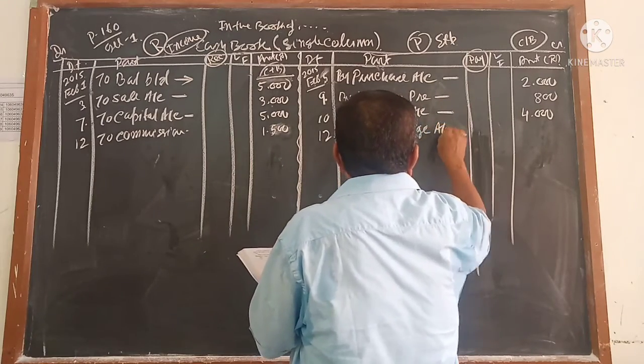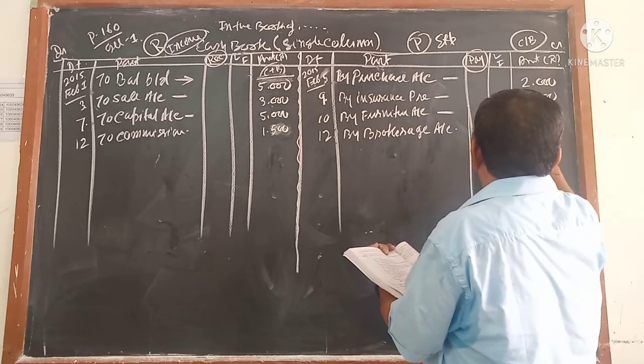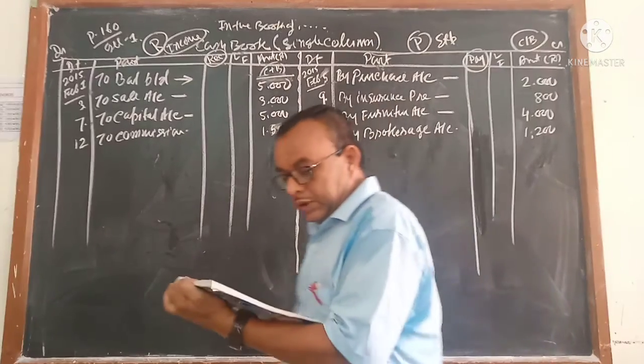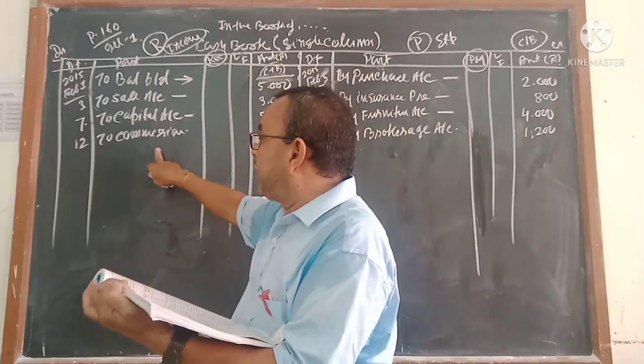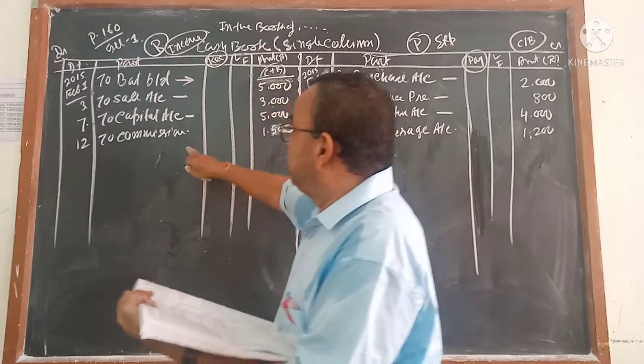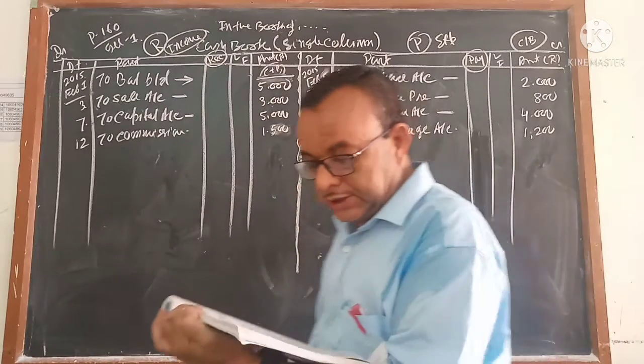Brokerage account. How much? 1,200. So 1,500 you have received as commission. This is your income, so further it comes in the debit side, and this is the expense. Further it comes in the credit side.